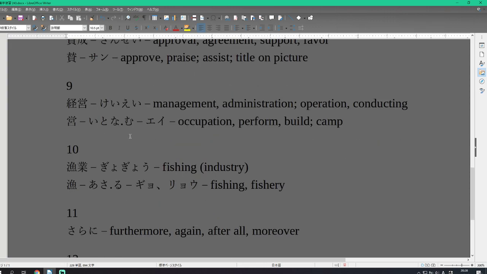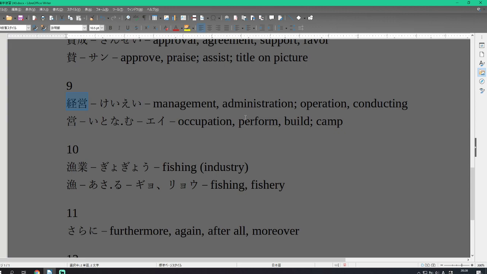Number 9 is KA. K on the left side is an experience or longitude line. Don't ask me how that fits in here. A on the right side is occupation, to perform, build, or camp. So KA is to manage, to perform the experience for something. I guess that makes sense because the administration is usually the most experienced. So someone's got to perform the experience. Performing is done by management or administration.